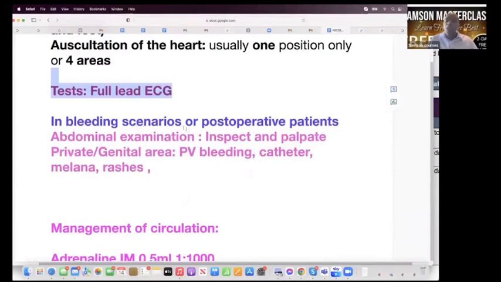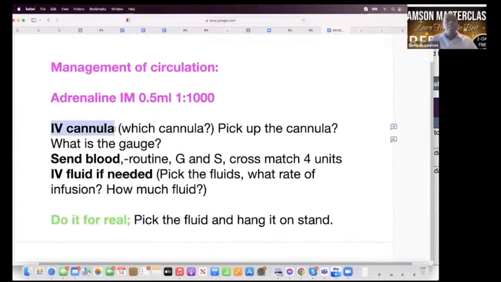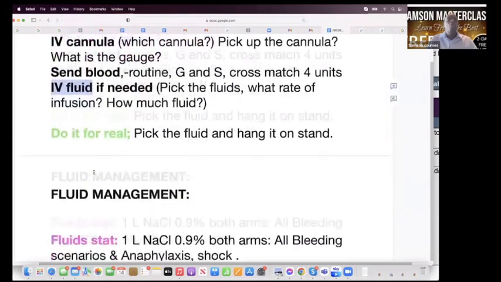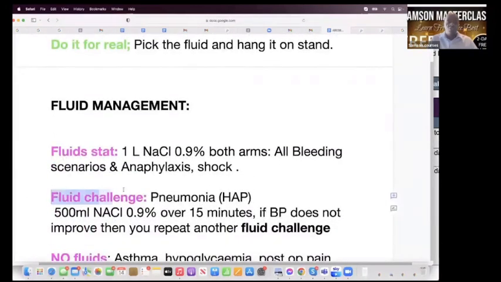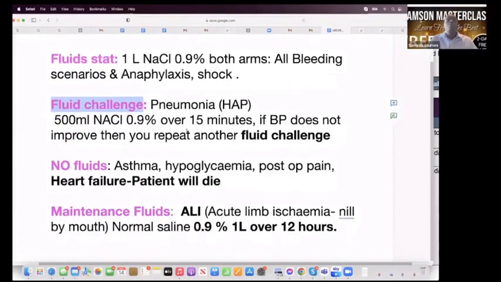Do we need an abdominal now? We don't need an abdominal now. So we're going to do this later because it's not bleeding, it's not postoperative. Manage the circulation, get an IV line done, send the routine bloods. Do we need IV fluids? Again, I would do the fluid challenge, 500 ml over 15 minutes, okay?